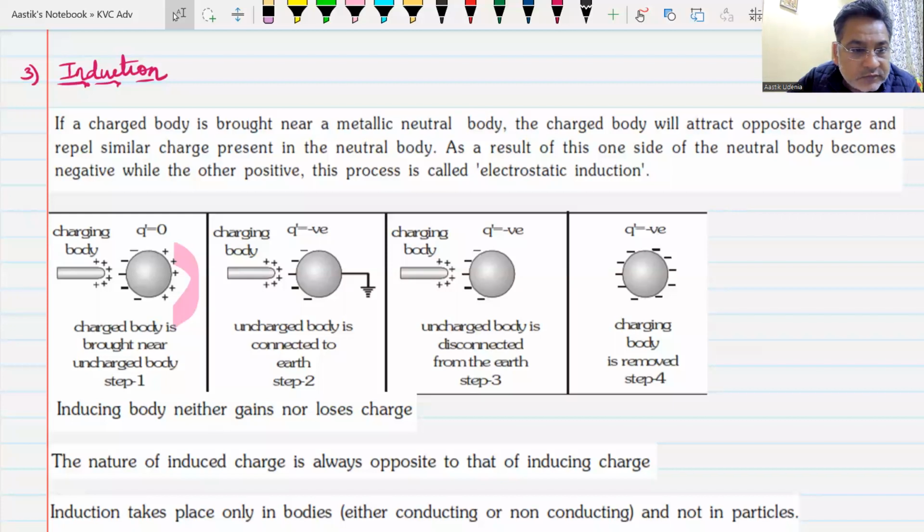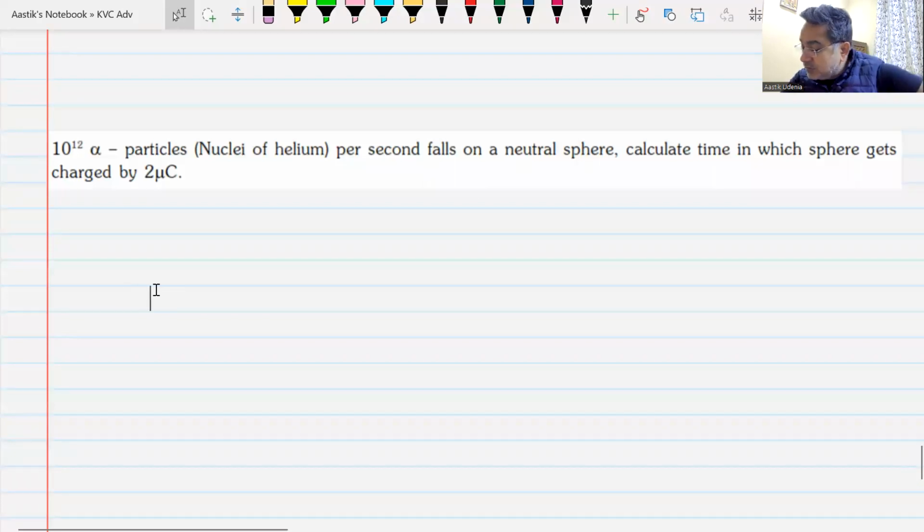I'll give you one more question here. 10 raised to the power 12 alpha particles, helium nuclei, per second fall on a neutral sphere. Calculate the time in which the sphere gets charged by 2 microcoulomb. I'll give you 2 minutes to do this.